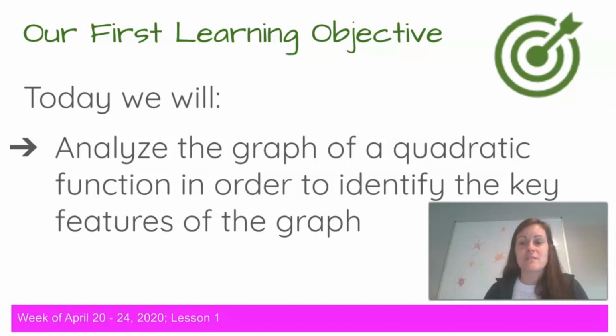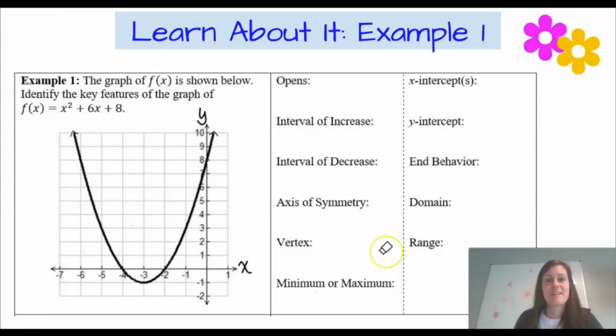In the Think About It task, we looked at the graph of a parabola, which is represented by a quadratic function. I think Finley told us that. Today, we're going to learn vocabulary words that help us further describe the graph of a quadratic function. In our first example, we're going to look at the key features of the graph of f of x. F of x is defined as x squared plus 6x plus 8. All of the key features that we're going to identify are on the right-hand side of your screen, and it will be really helpful to have the vocabulary for this lesson from your print packet.